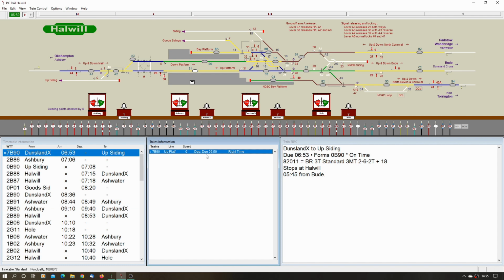Right, this one's due to depart now, so let's get the facing point unlocked. 10 unlocks 11 on this point into the sidings. You notice we've got A, C, D and E, so let's click on get reverse D. Right, that's a facing point, and then we need the gates, of course, otherwise it makes a bit of a mess of the gates. And then we can clear 30. Hopefully that should then, there, off it goes.